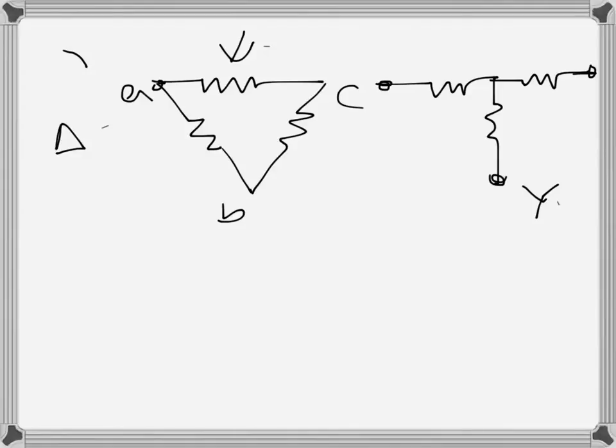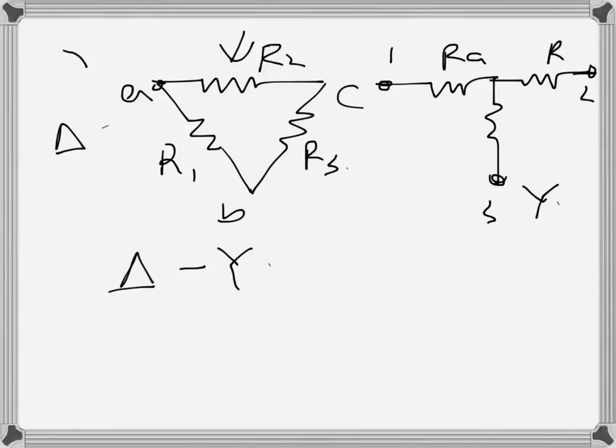In this video, I will write the conversion formula from delta to Y. Basically, if there is a delta arrangement given, how we transform it into a Y arrangement. So the values will change essentially. Let's say we have here R1, R2 and R3, and let's say we have here RA, RB. I'm just arbitrarily writing them.